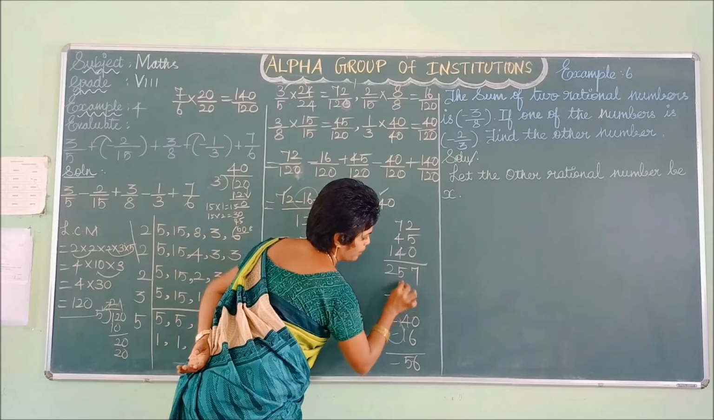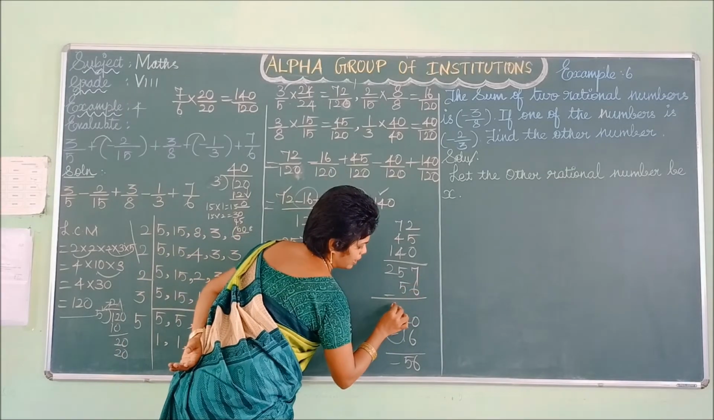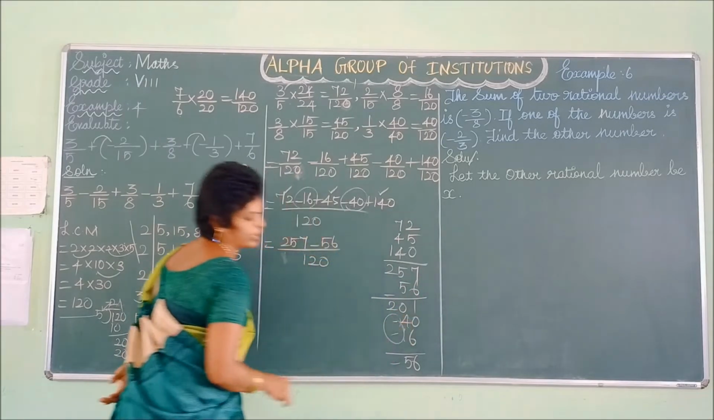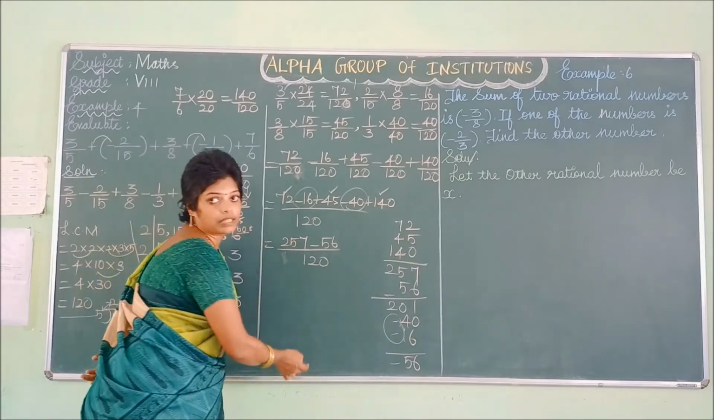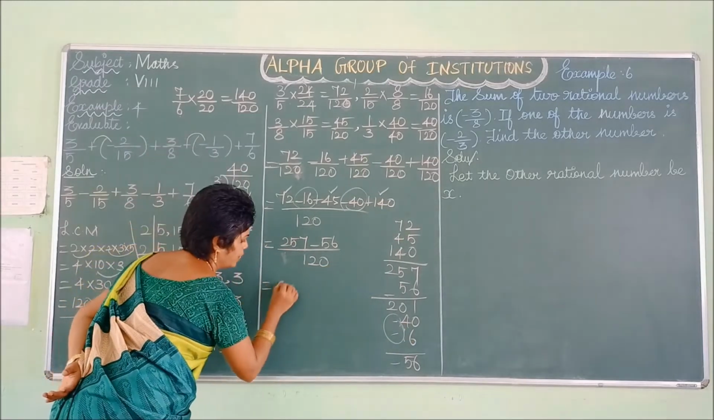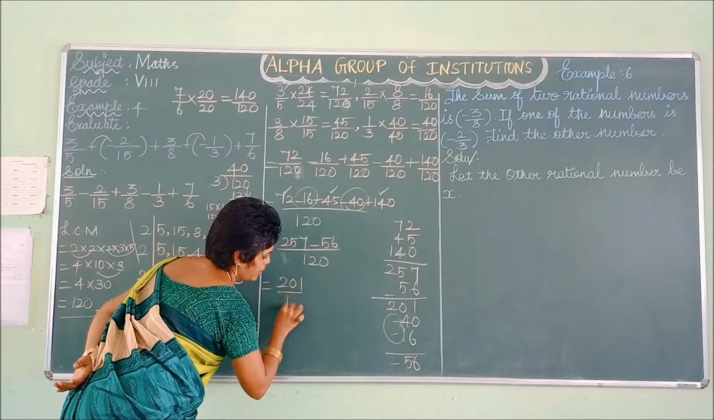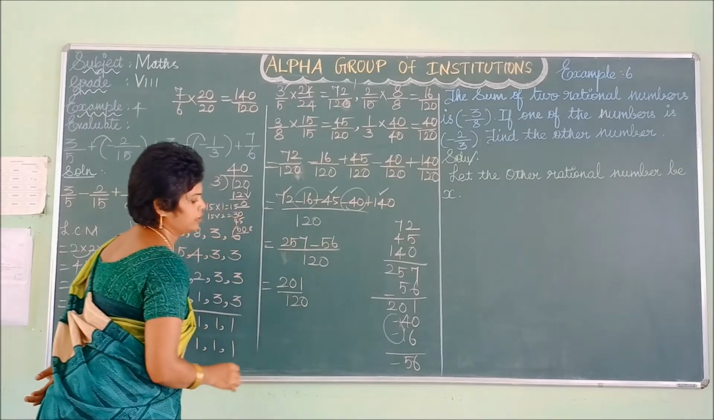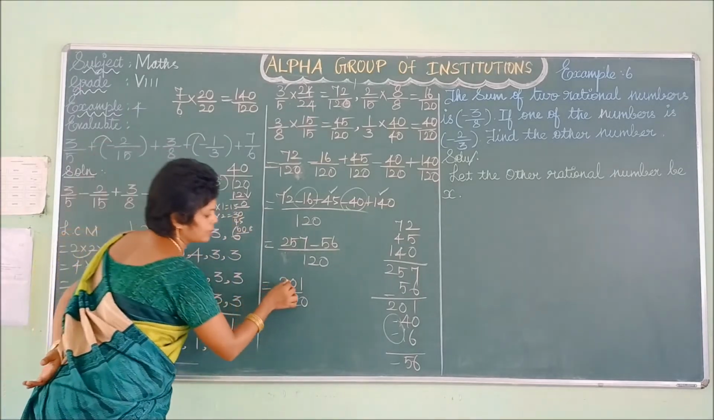So now you have to subtract these values. So what is your answer? Your answer is 201. Positive is the bigger number, so you can put the positive sign. 201 divided by 120. So check if it is cancelling or not.